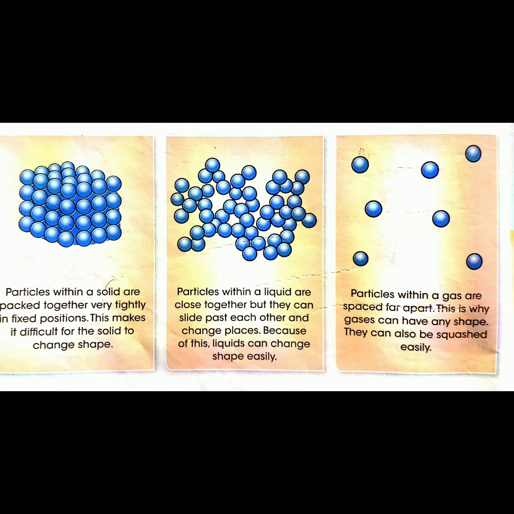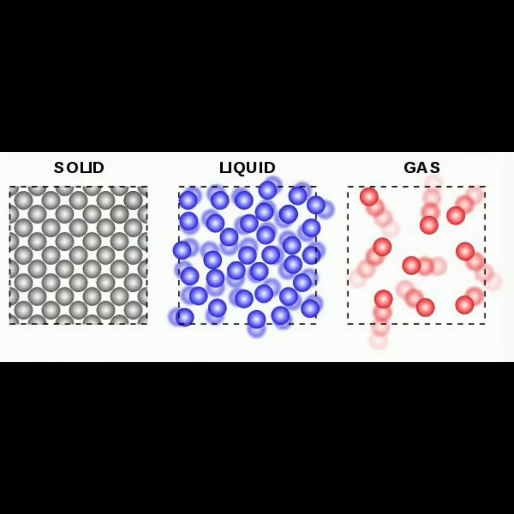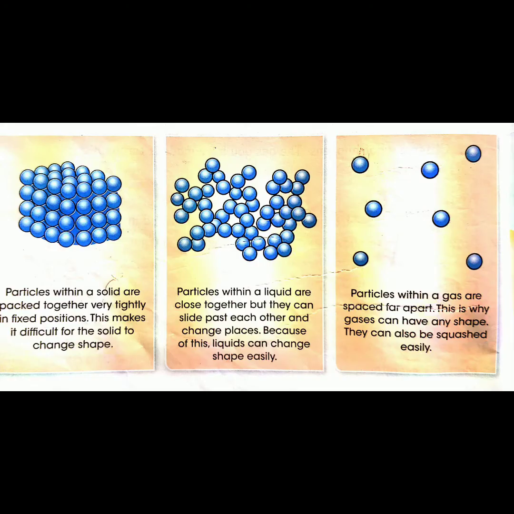Particles within a solid are packed together very tightly in fixed positions. This makes it difficult for the solid to change shape. Next, particles within a liquid are close together, but they can slide past each other and change places. Because of this, liquid can change shape easily.